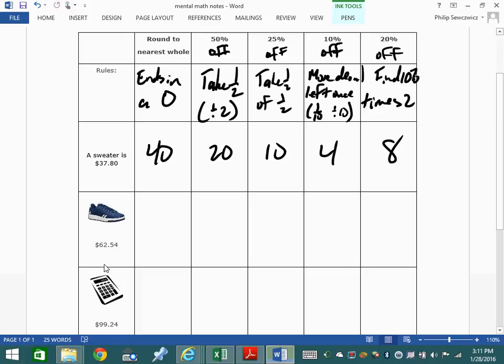So let's go get your shoe here. We're buying some shoes. Let's make it 60. 50%, so half of it, yep, 30. Half of 30, yep, 15. 10%, move it one spot to the left, it's a 6. 20%, find your 10%, which we did, times it by 2, and there's your 12.